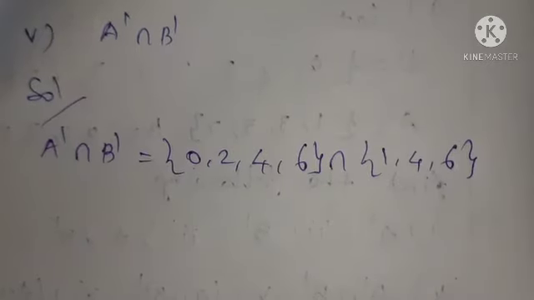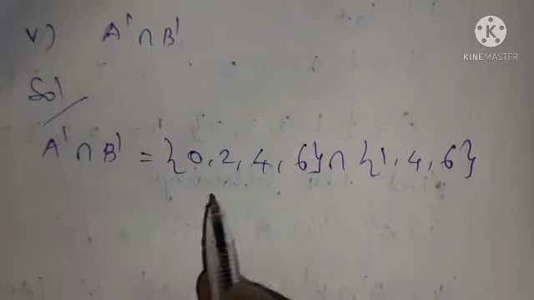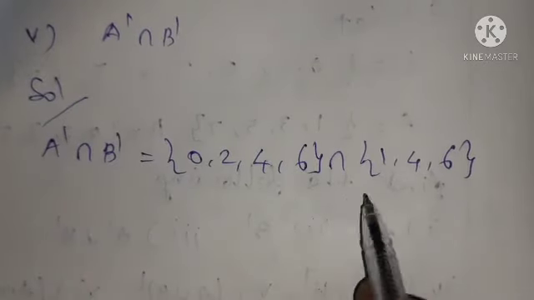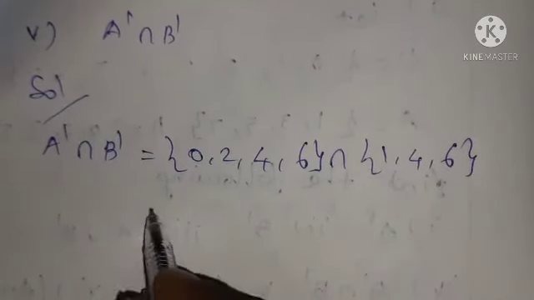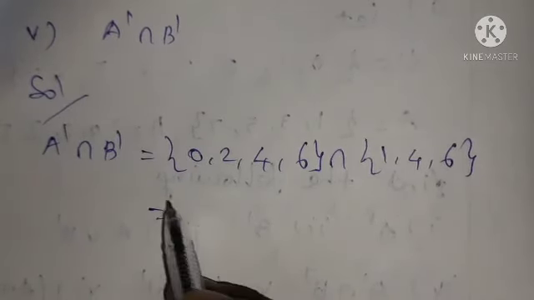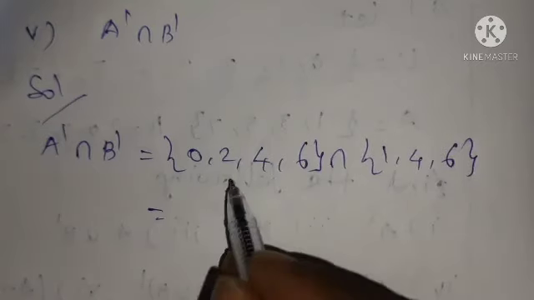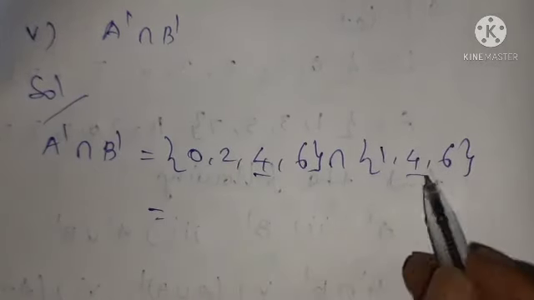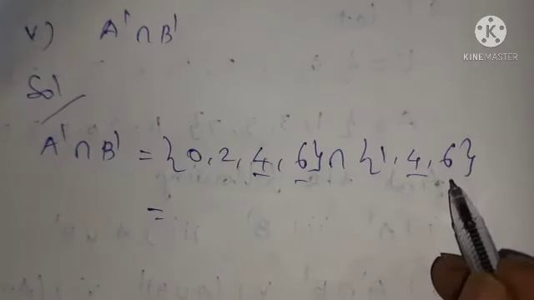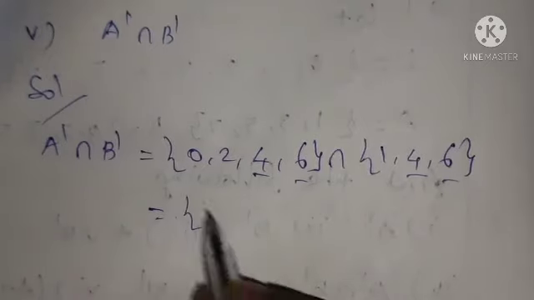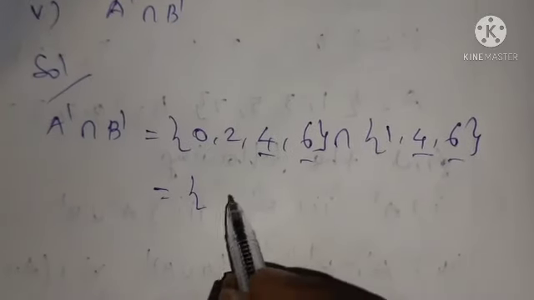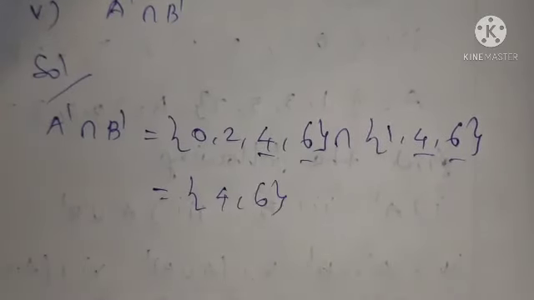Next, A dash intersection B dash. A dash intersection B dash means write the elements of A dash and write the elements of B dash, and take the common elements of both the sets. 4 is common to both the sets, 6 is common to both the sets. A dash intersection B dash equal to 4, 6.